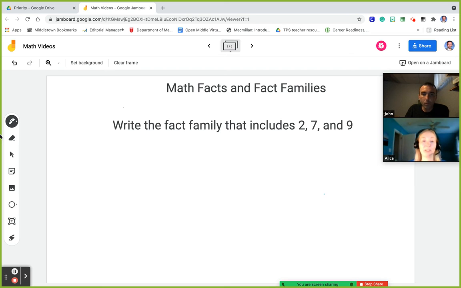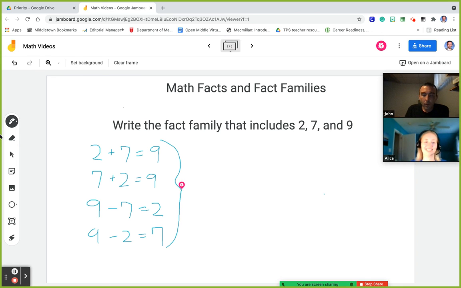Okay, so the next problem is: write the fact family that includes 2, 7, and 9. So I'm going to start with addition. I'm going to think, okay, 2 plus 7 is going to give me 9. I want to write another addition fact. So I'm going to say, great, 7 plus 2 is going to give me 9. But now I'm going to move into subtraction. So I'll start with 9 now. 9 minus 7 is 2. And then also 9 minus 2 equals 7. So this whole thing here is our fact family.